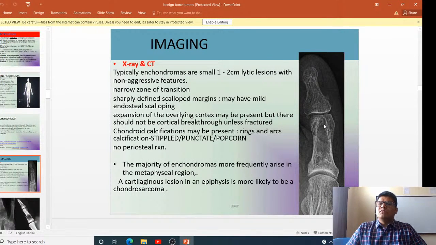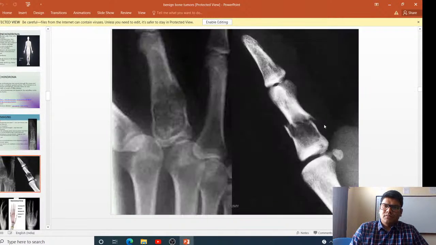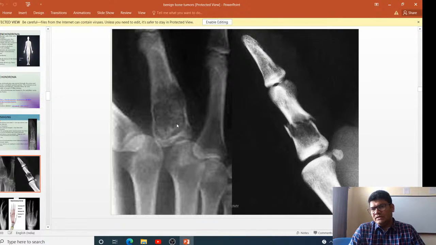The majority of enchondromas are more frequently in the metaphyseal regions. The cartilaginous lesion in the epiphysis is more likely to be chondrosarcoma. Here you can see another lytic lesion in the proximal phalanx of the digit. Here you can see that there is some kind of cortical breach. Here you can see a lytic lesion in the middle phalanx of the finger. Here there is a cortical breach and also there is a pathological fracture.